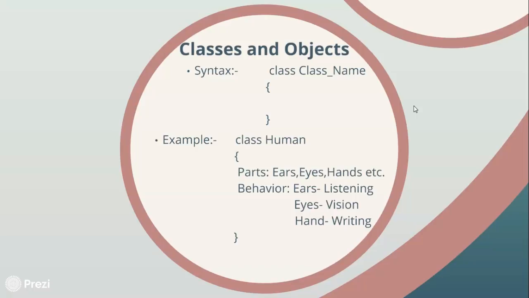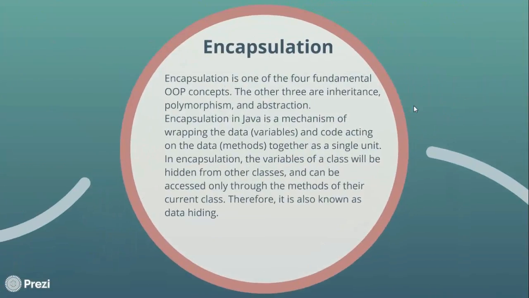Okay, so the second OOPs concept is encapsulation. Encapsulation in Java is a mechanism of wrapping the data, that is variables, and the code acting on the data, methods, together as a single unit. That is, all of them are kept in a module. When code and data are linked together in this fashion, an object is created. In other words, an object is the device that supports encapsulation.